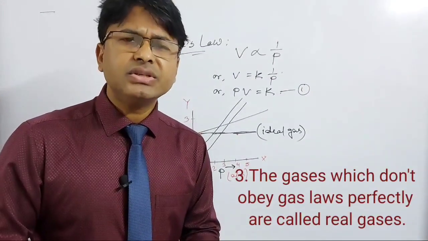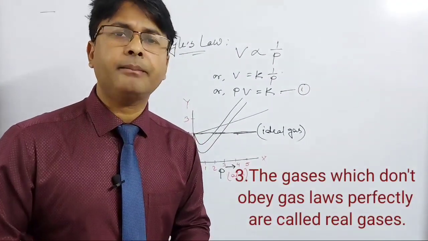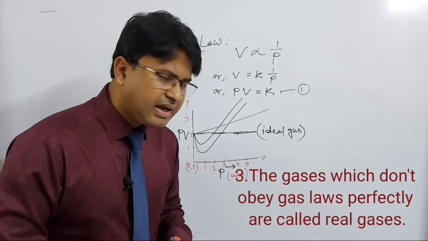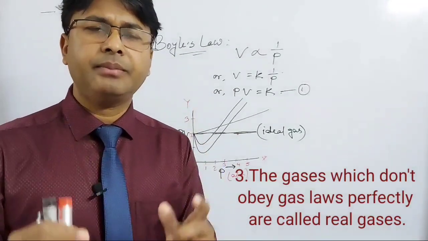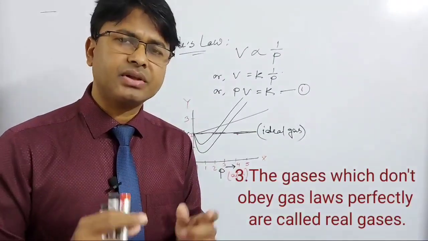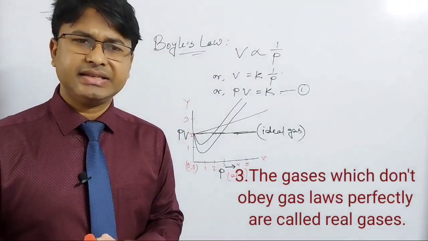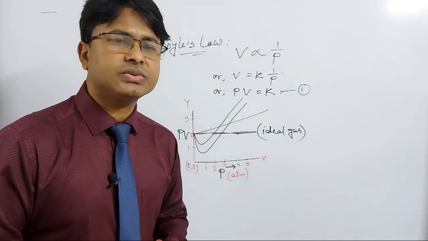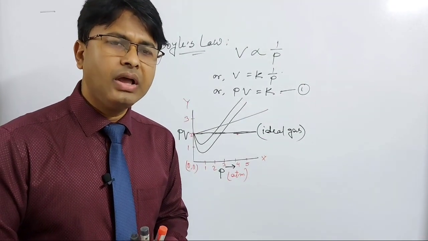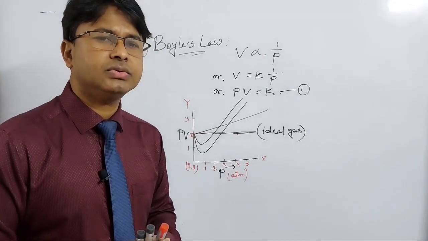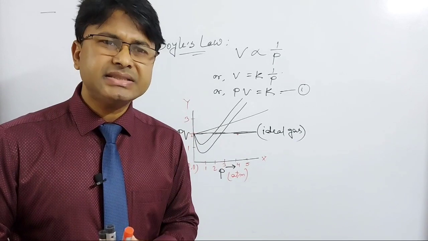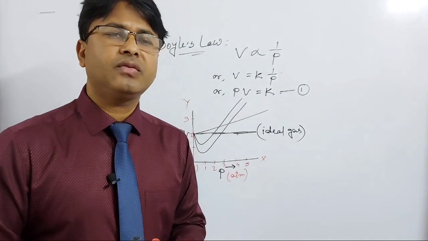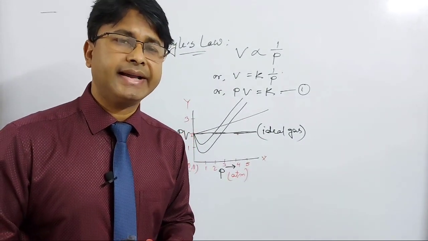The gases which don't follow the gaseous law perfectly are known as real gases. Students, I am sure that you have got the point about the real gas and ideal gas from this Amagat curve. So students, now I would like to show you the critical temperature, critical pressure and critical volume, which are very important for the liquefying of a gaseous substance.